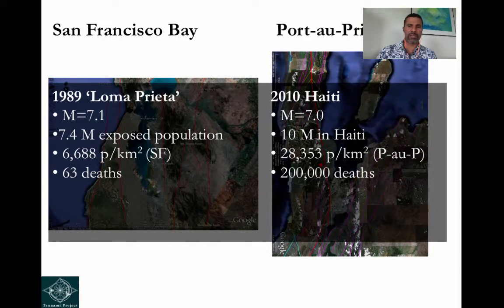The real difference here was in the death toll. During the 1989 earthquake in San Francisco, 63 people died, which is a lot, make no mistake, compared to the around 200,000 people that died in Haiti.